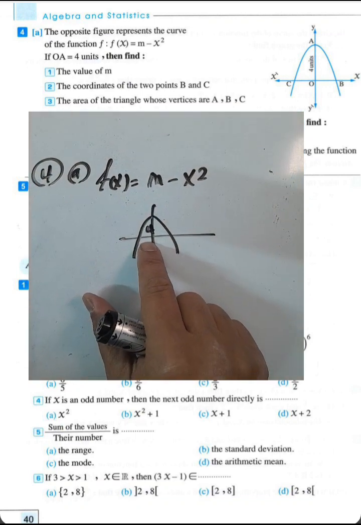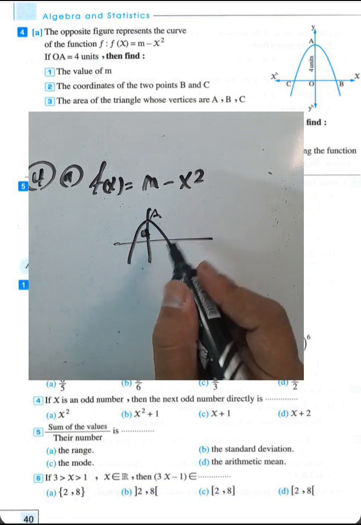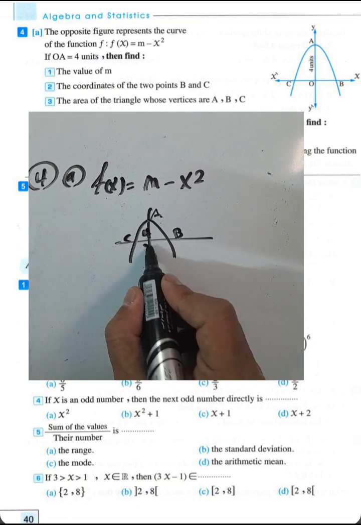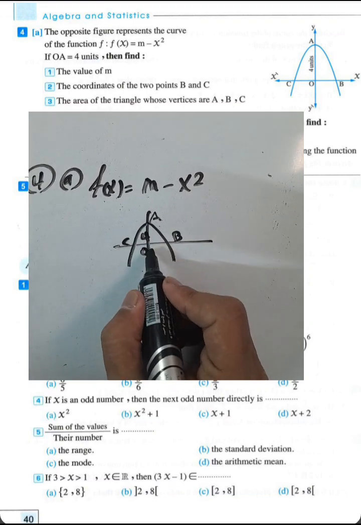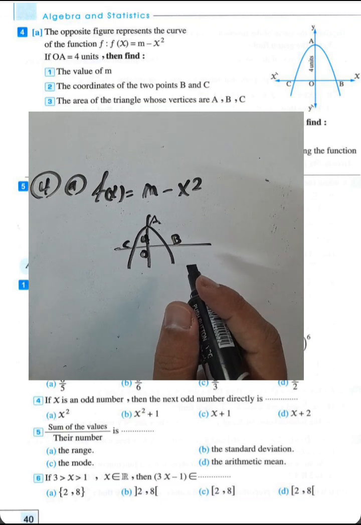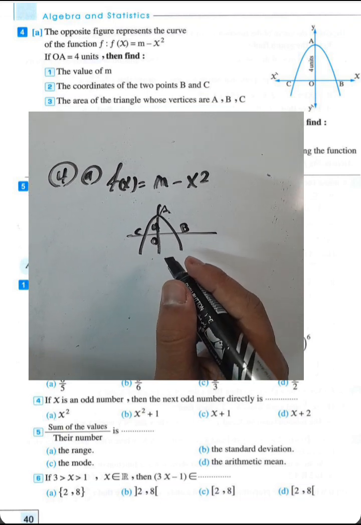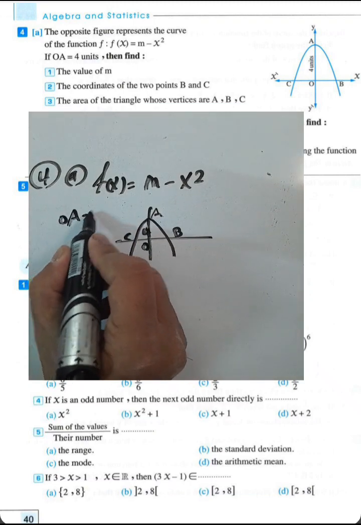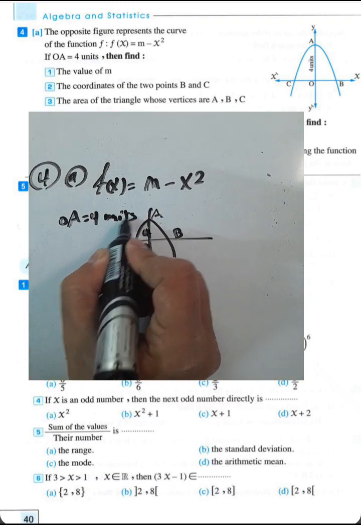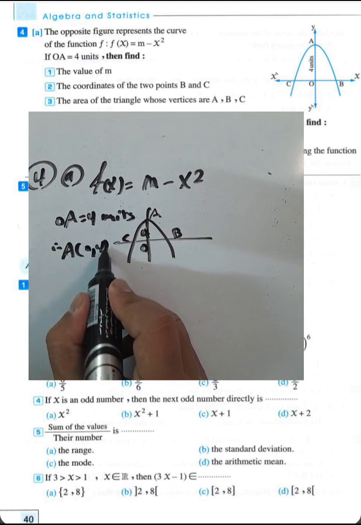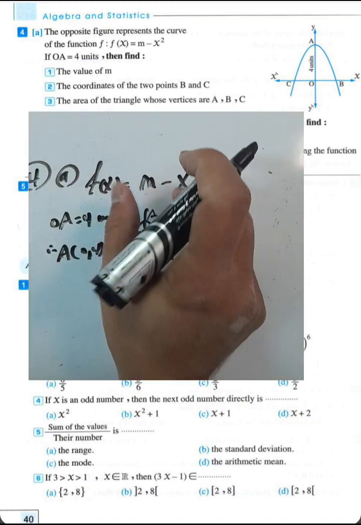If we put the points on the function, we call this point A, here B, and here C, and this point O. This point will be 0 on x. We can put this point here for units. He tells us in the example OA equals 4 units. Then the coordinates of point A are (0, 4).